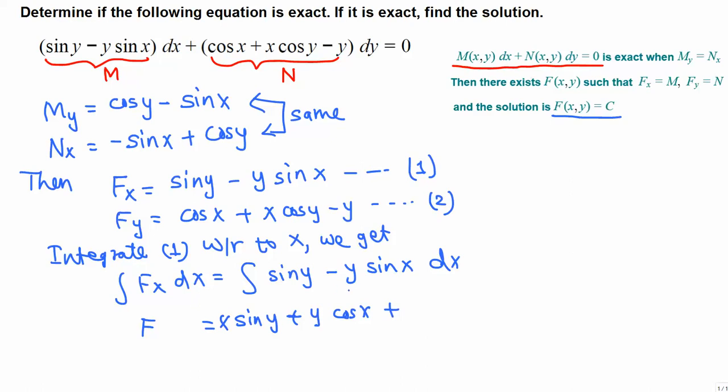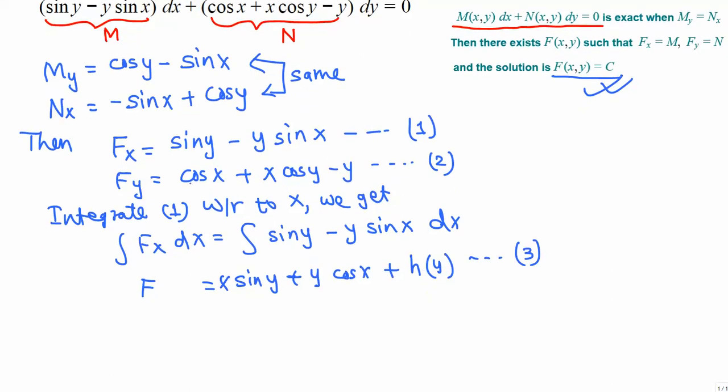In this case, y also behaves like a constant, so we need to write h(y). This could be a pure constant, just a real number, or a function of y alone. Let's say this is equation 3. Now we found F, and the solution will be F equals C. But we need to determine h, and as we see, we have not used equation 2. Now let's find the partial derivative of 3 with respect to y. Then we can compare with 2, and we hope we will find h(y) this way.